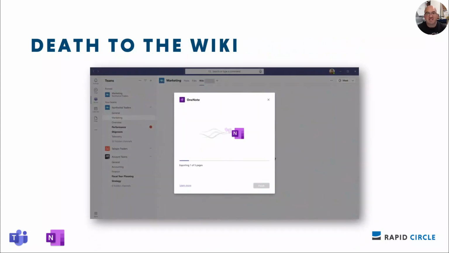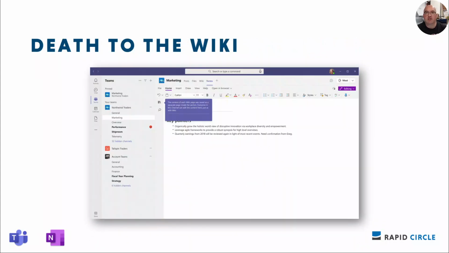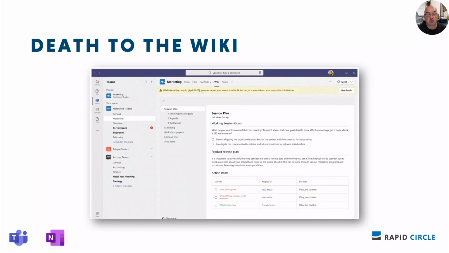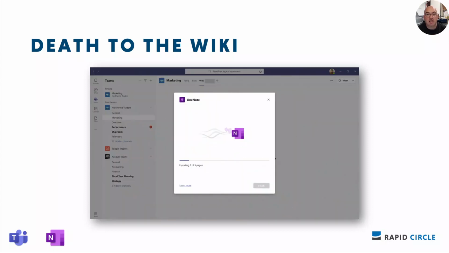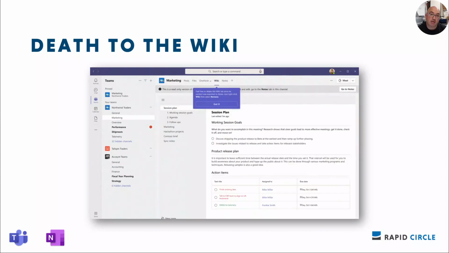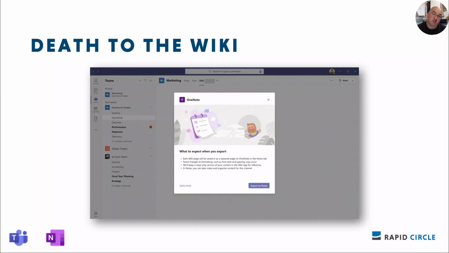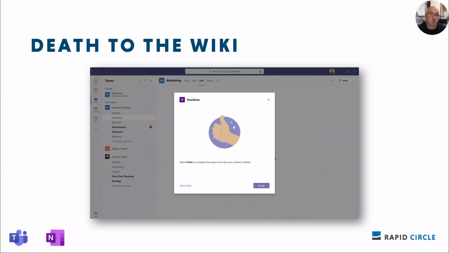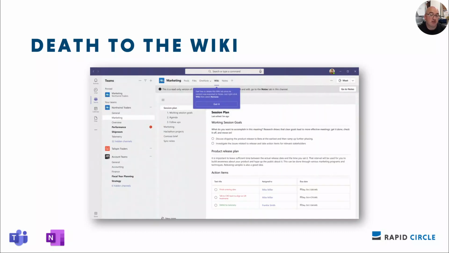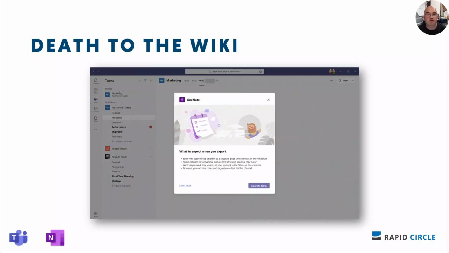Now, something I'm particularly happy with is the wiki feature is going away. It should never have been there in the first place. So Microsoft has actually announced that the wiki feature is officially dead and will be replaced with OneNote, which is actually what used to be there when Teams was released back in 2017. There was no wiki, there was actually OneNote.